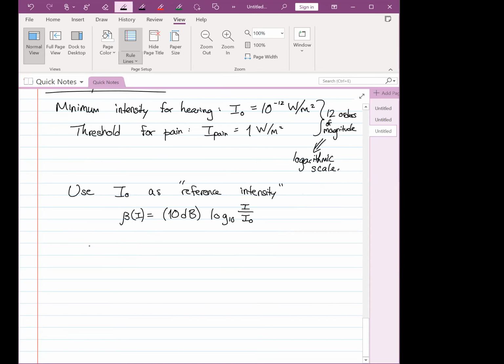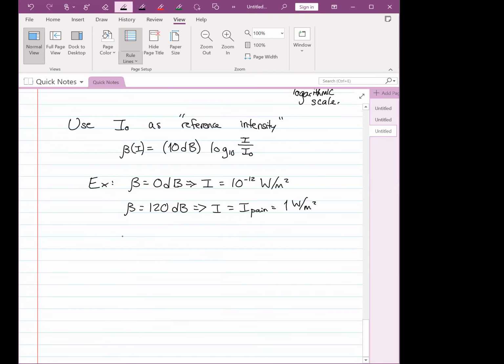And so let me just give some examples of calculations. Like I already said, 0 decibels implies that the intensity is 10 to the minus 12 watts per square meter. 120 decibels implies that we are at the threshold for pain, which is 1 watt per square meter. Now we could go higher in principle, right? It turns out that approximately 278 decibels would be an intensity of 6.3 times 10 to the minus 15th watts per square meter.